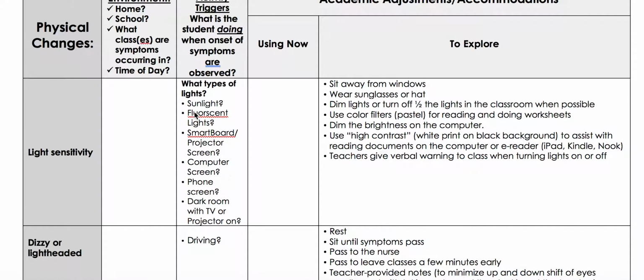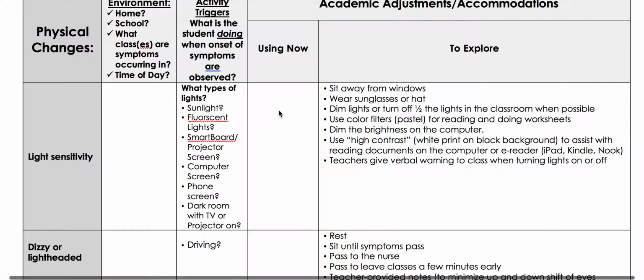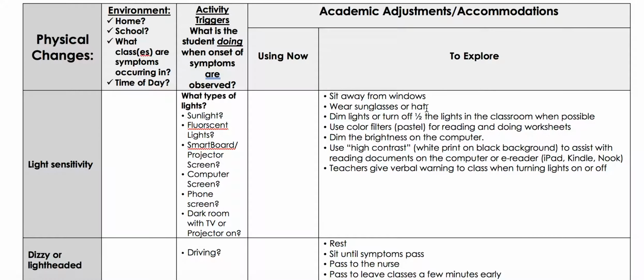So all of these triggers, you could talk with different triggers, and then based on what those triggers are, whether it's occurring at home or at school, you could talk about what kinds of academic supports may have already been tried, and you put them in here, right here. And then what kinds of supports the school could put in place, like sitting away from the windows, dimming the lights or turning off half the lights in the classroom, using colored filters for reading and doing worksheets.